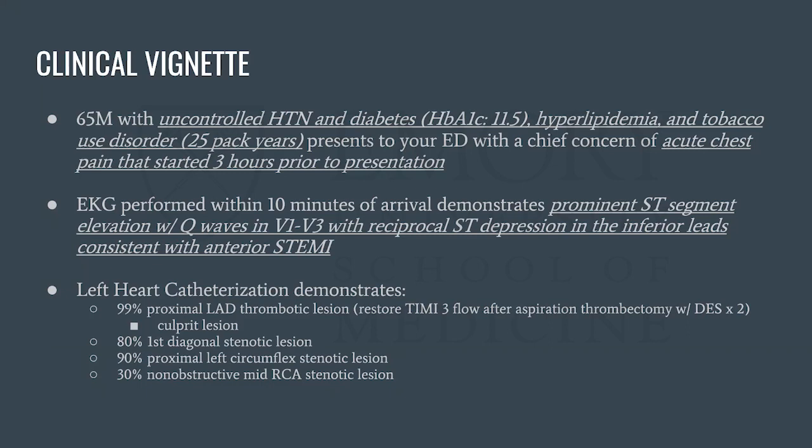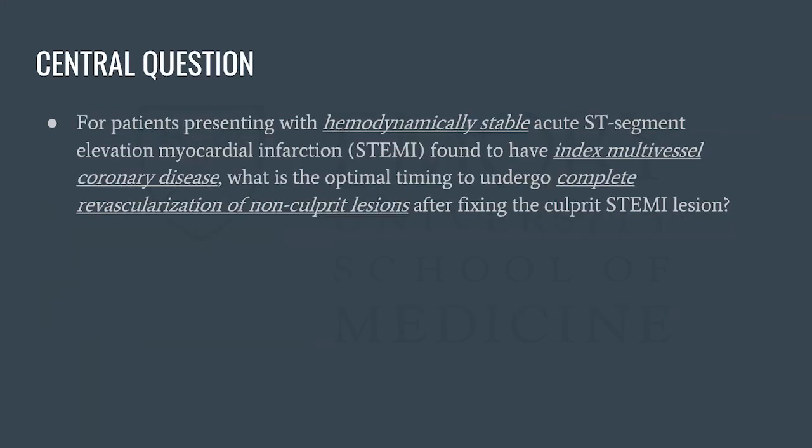While you're in there, though, you also notice an 80% first diagonal stenotic lesion, a 90% proximal left circumflex stenotic lesion, and the RCA had a 30% but non-obstructive lesion in that territory as well. So the clinical question becomes, for patients presenting with hemodynamically stable acute ST segment elevation myocardial infarction who are found to have multivessel coronary disease, what is the optimal timing to undergo complete revascularization of these other non-culprit lesions after you fix the STEMI lesion? And that's what the investigators of this trial were trying to determine.